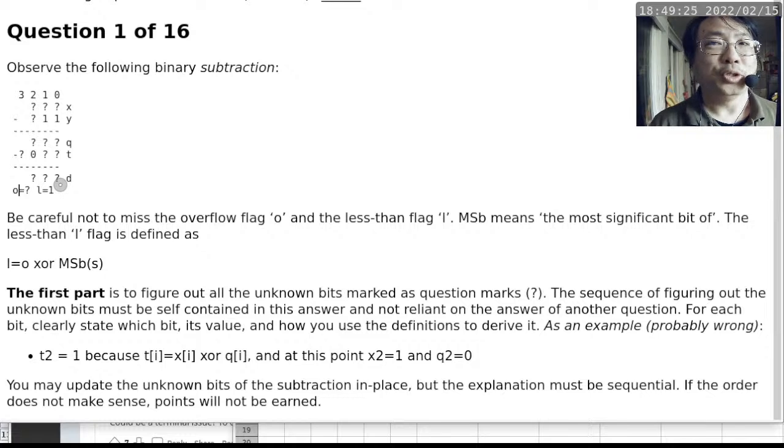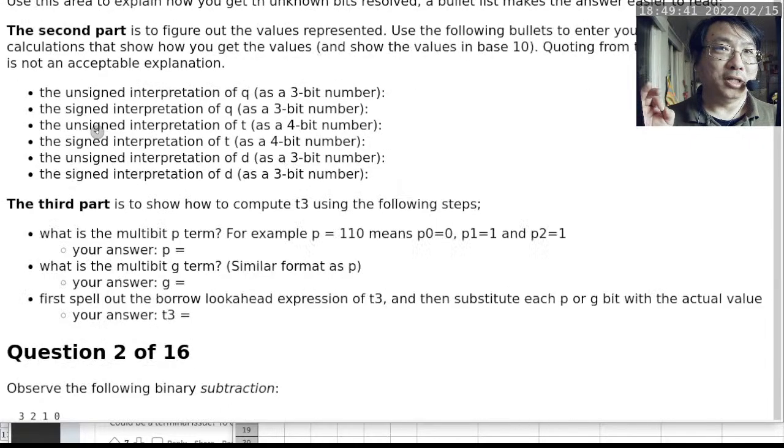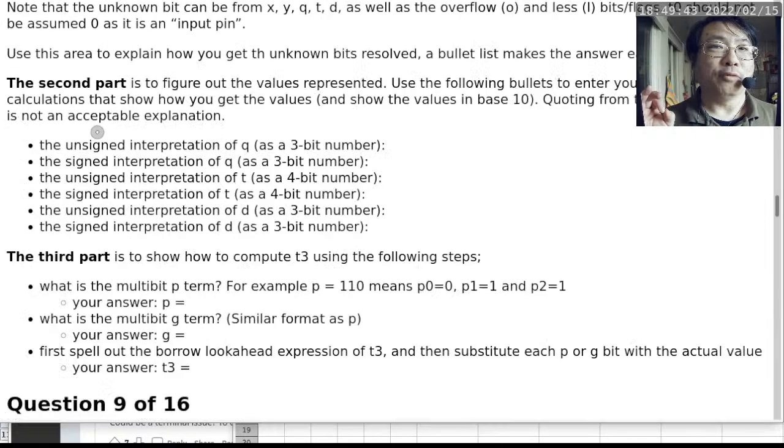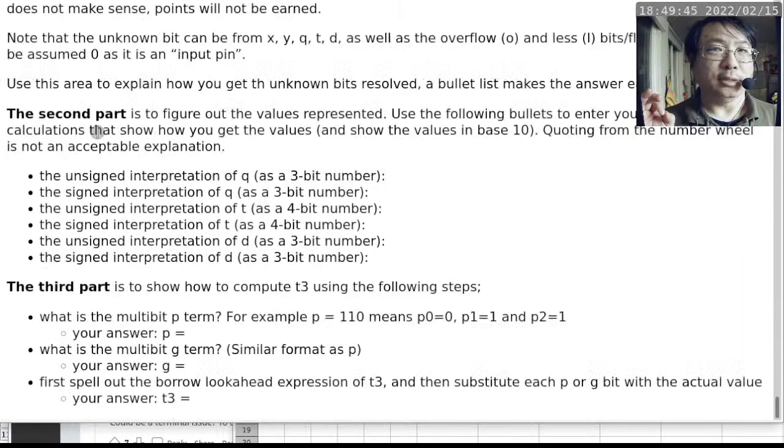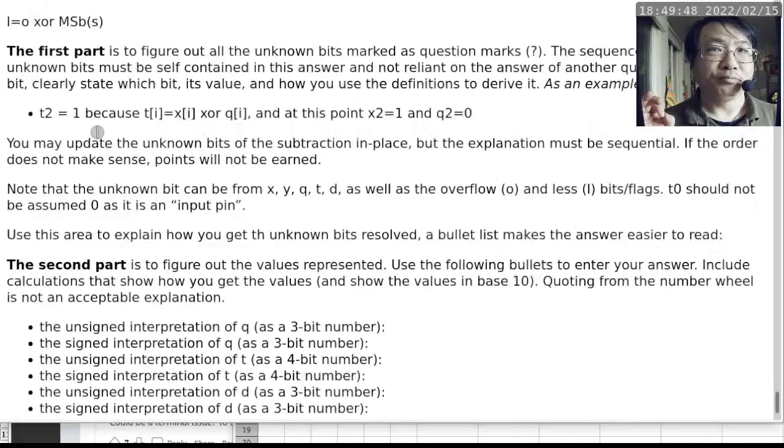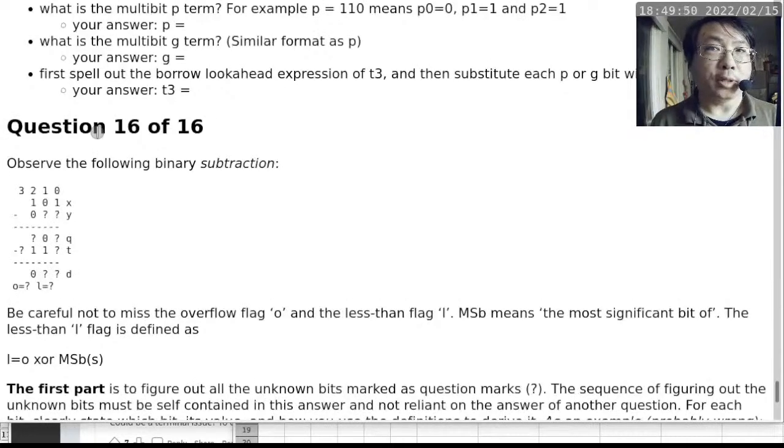Look at this as Sudoku. It's just binary subtraction Sudoku. And these are the extremes. I would not start with questions 1 to 3 because those are the most difficult ones. If you're starting off, I would go from the bottom up, because the easiest questions are at the end. So I would start with question 16.